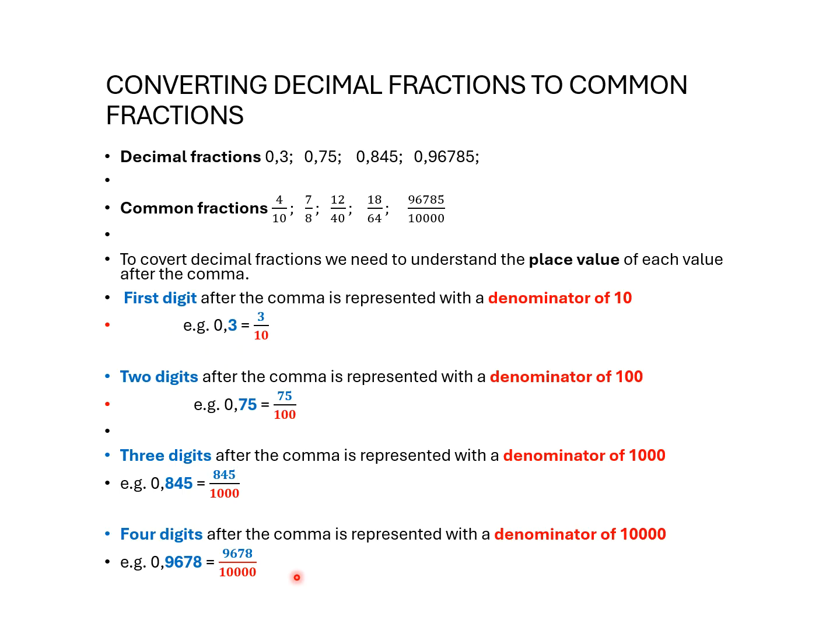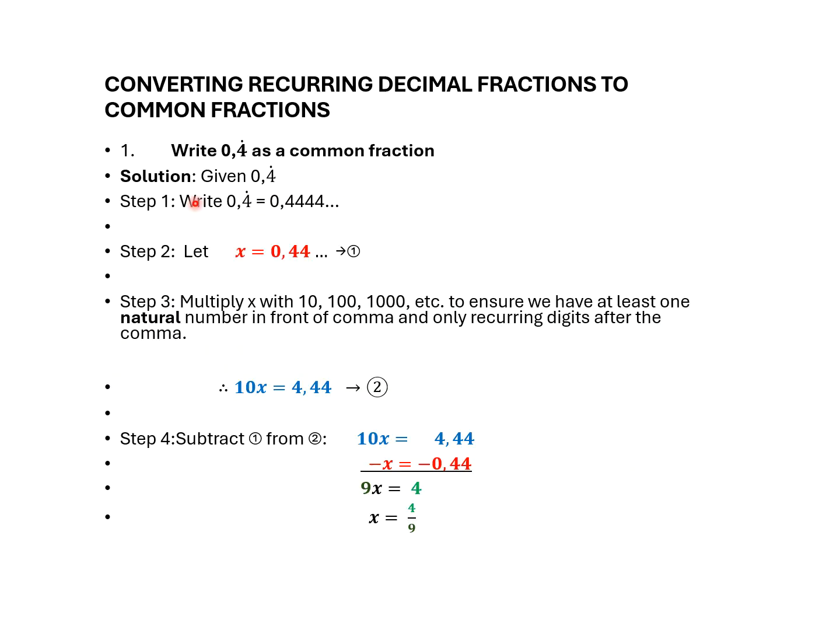Right? But when it comes to recurring decimals, we have a different system we're going to work with, and we're going to be shifting these commas. So you have to follow very carefully. The exam question normally carries 4 to 5 marks, all right? We would say write 0,4 recurring as a common fraction. So that's 0,4 with the dot on top, which means it can be written as 0,4444 going on indefinitely, right? So we'll let x equal that 0,4 recurring.